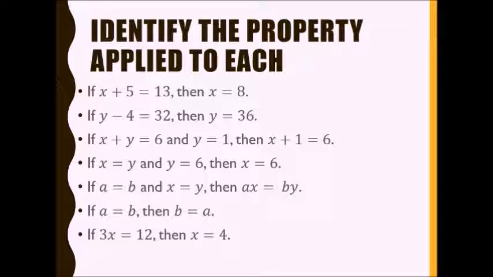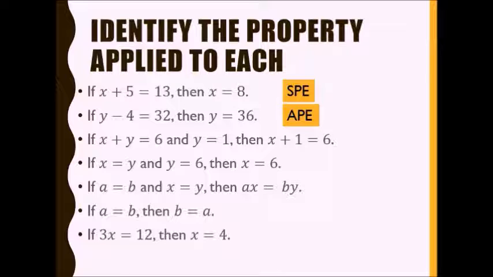Okay, so let's reveal the answers. For the first one, x plus 5 becomes x. So, ibig sabihin, nag-subtract tayo ng 5, diba? And 13 becomes 8. So, nag-subtract din ng 5. Therefore, it's SPE. Next, so y minus 4 becomes y. Natanggal ulit yung negative. No? So, syempre, para matanggal yung negative 4, you add the opposite, which is positive 4. Okay. So, nag-add tayo ng 4, kaya y na lang siya. And 32 plus 4 is 36. So, it's APE.